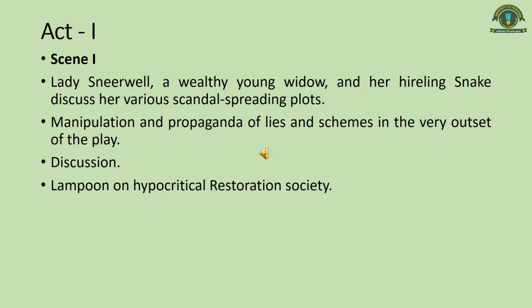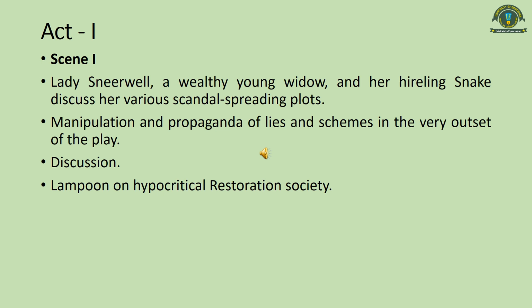One item is the imminent return of the Surface brothers' rich uncle Sir Oliver from the East Indies, where he has been for 16 years. Another is Charles' dire financial situation. So we are going to discuss these things in Act 1, Scene 1.